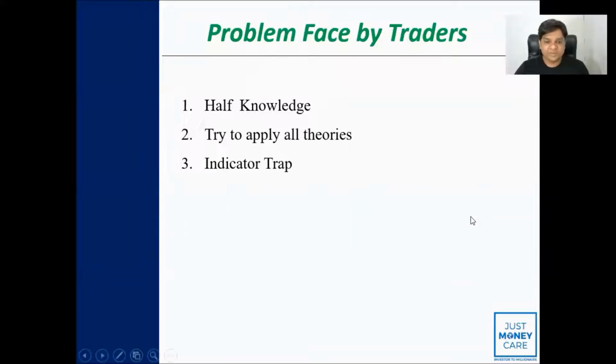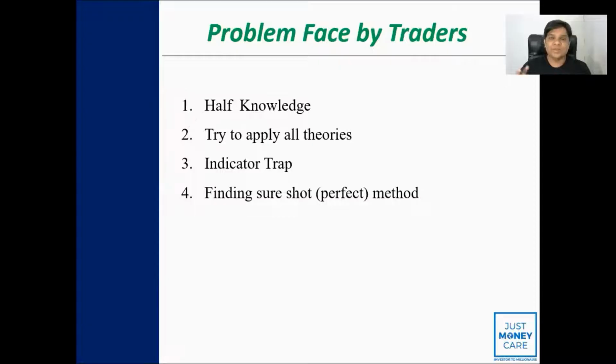The next one is finding a shortcut, or I would say a perfect method, in trading. I have to say with a heavy heart, it is next to impossible to find a perfect strategy in the market. No strategy will give you 100% results. It may give you 70%, 60%, or sometimes 80% accuracy, but no strategy will give you 100% return.